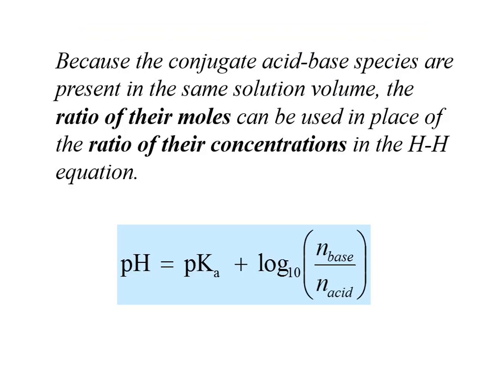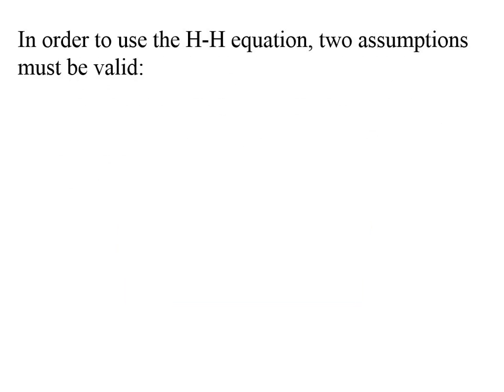Basically, for solutions buffered with conjugate acid-base pairs, it's the pKa of the acid plus log base 10 of the number of moles, variable n, moles of base divided by moles of acid. And again, this is a conjugate acid-base pair, and there's the pKa of the acid. So which form works for you depends on your problem. They're both the HH equation.